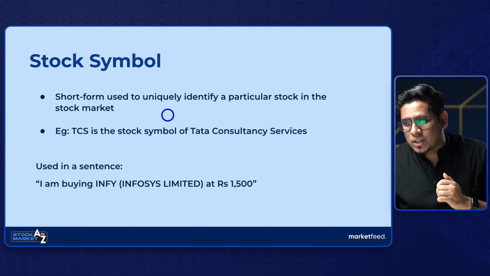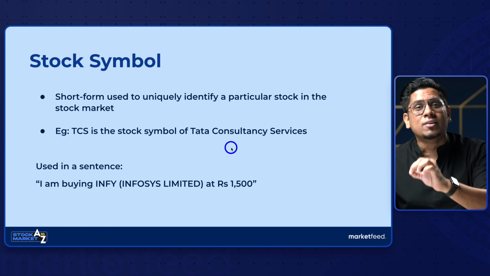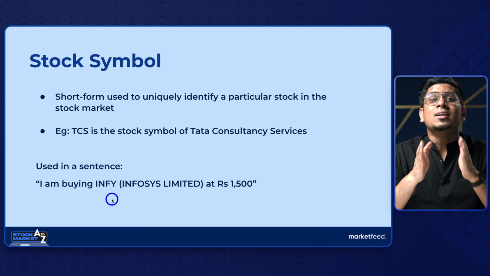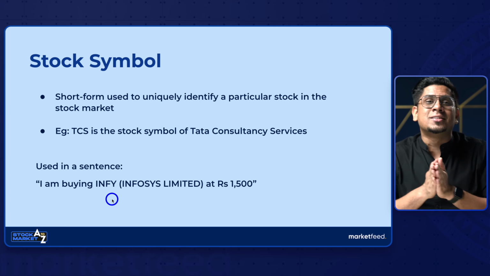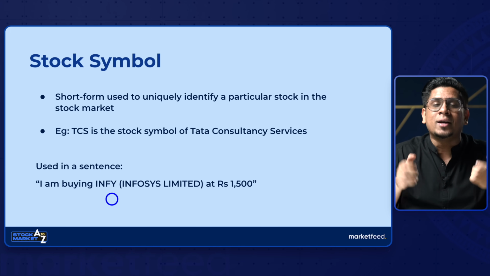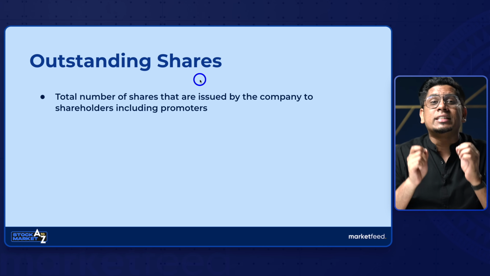For example, as you can see here, TCS is the stock symbol of Tata Consultancy Services, and in the used-in-a-sentence example, you can say INFY is the stock symbol of Infosys Limited. So again, it is a short form used to uniquely depict a company's name. Moving ahead, the next term we are learning is outstanding shares.